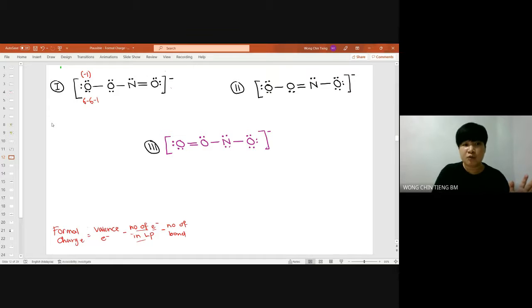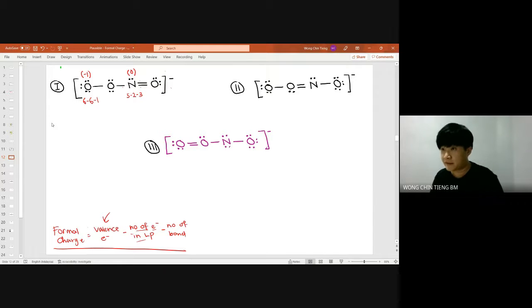Okay. So, over here, kita kira untuk nitrogen pula. Nitrogen is a 5 valence electron. 5 minus 1 lone pair. So, 2 electron. Tolak berapa ikatan? 1, 2, 3. Tolak 3 ikatan. Bermakna nitrogen kat sini kosong. Setuju so far?